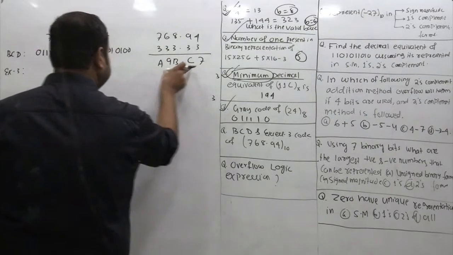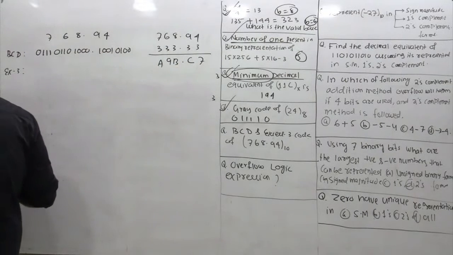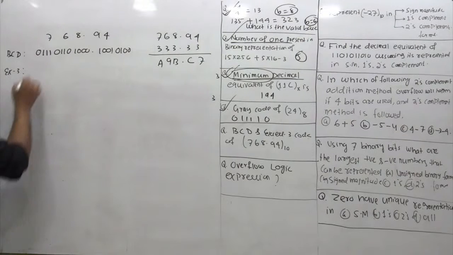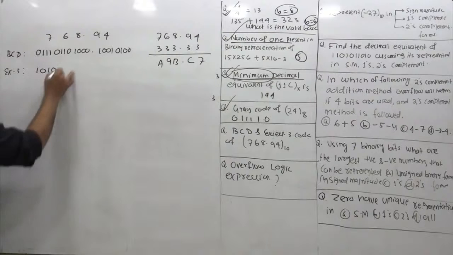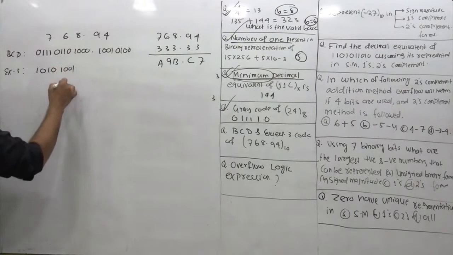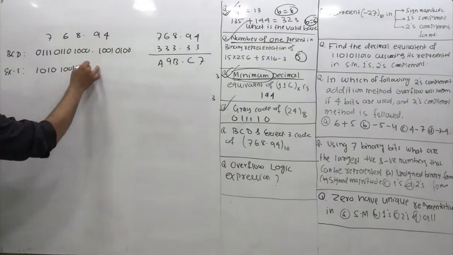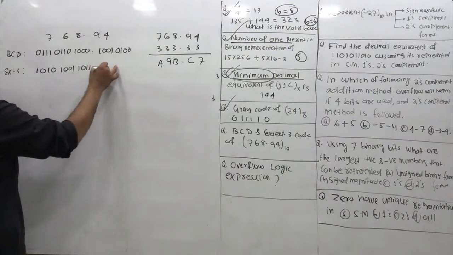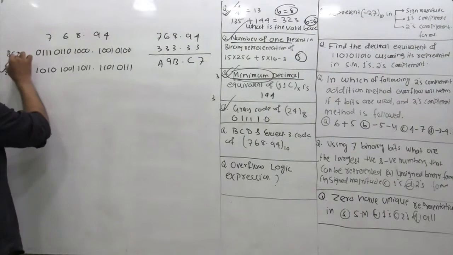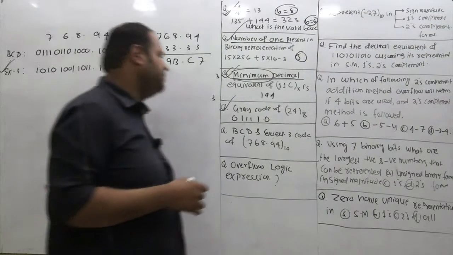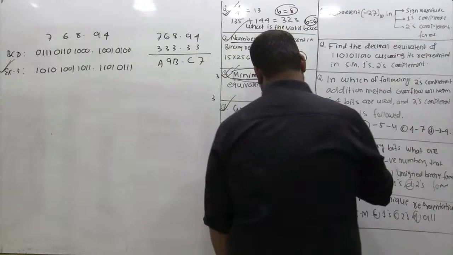You have to replace each of these digits by its corresponding 4-digit equivalent. If you do that, what do you get? A stands for 1010, 9 stands for 1001, B stands for 1011, C stands for 12, which is 1100, and 7 stands for 0111. So this is the Excess-3 code you will get for the number 768.94.